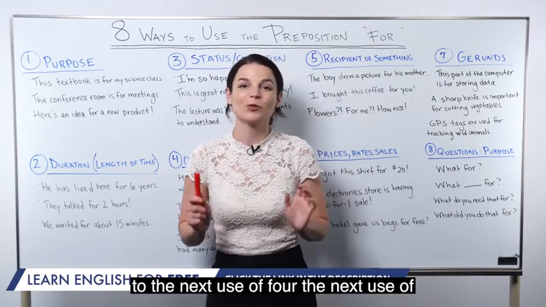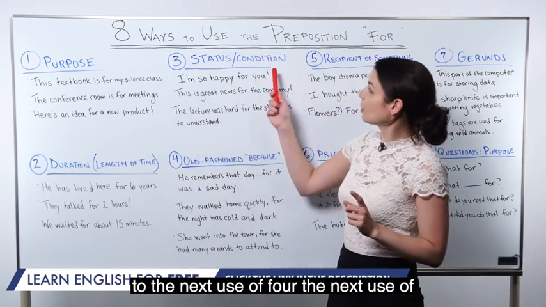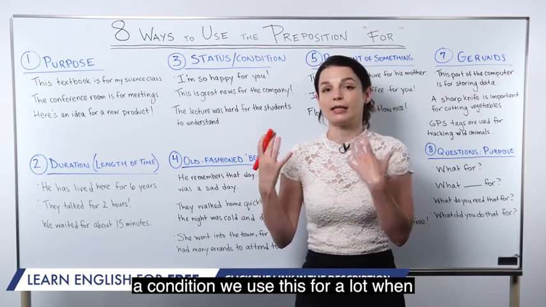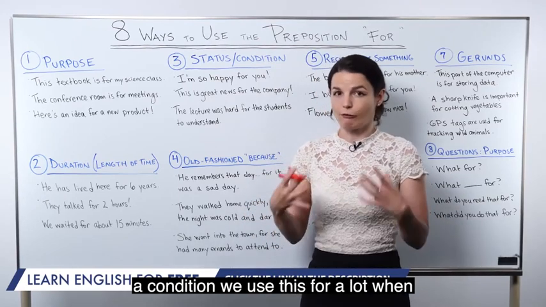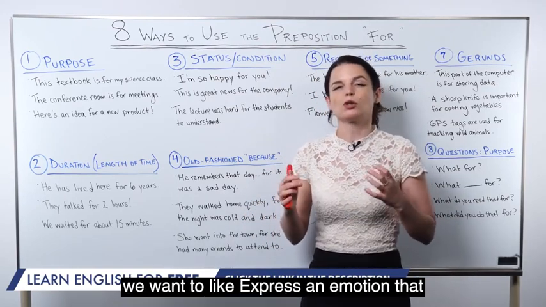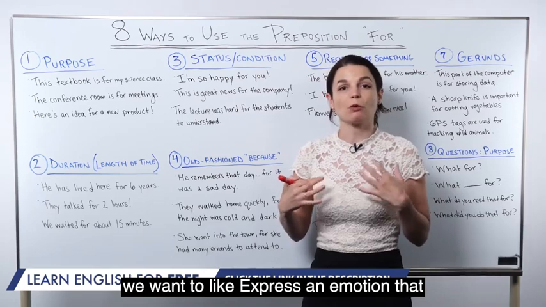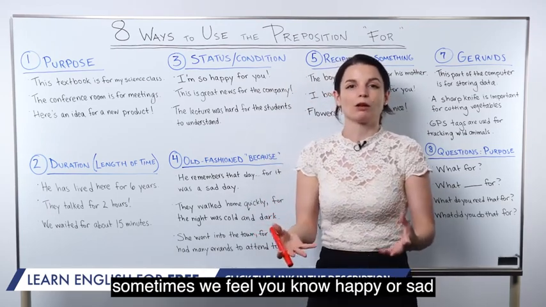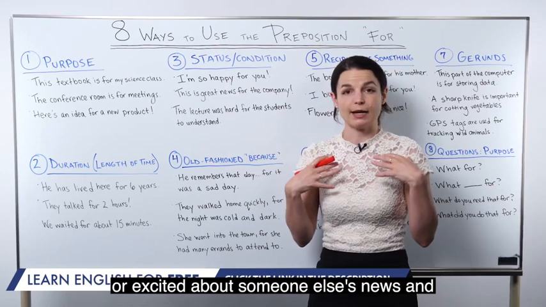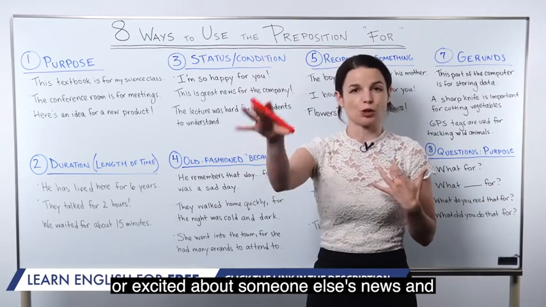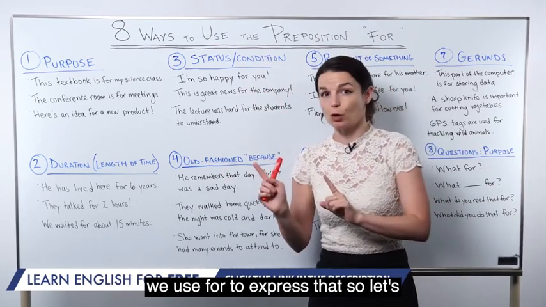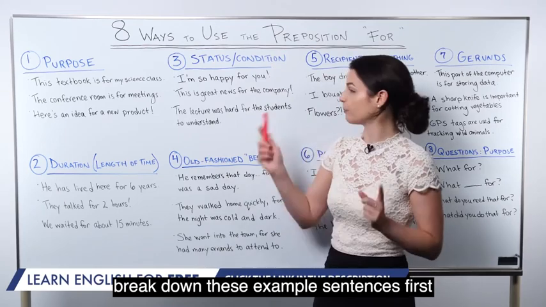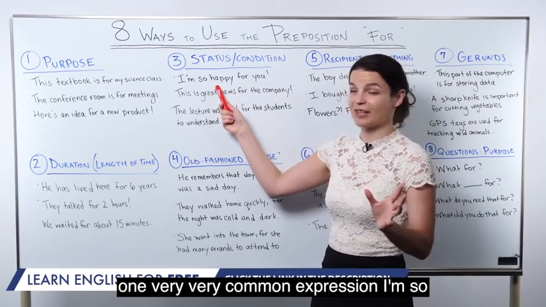So let's continue to the next use of for. The next use of for, number 3, describes a status or a condition. We use this for a lot when we want to express an emotion that we feel, but for someone else. So sometimes we feel happy or sad or excited about someone else's news, and we use for to express that. So let's break down these example sentences. First one, very, very common expression.